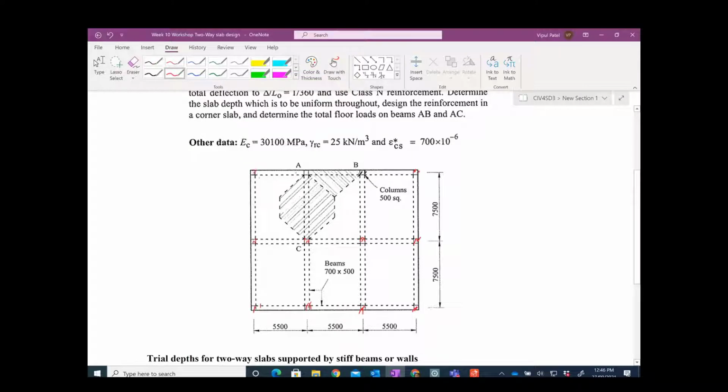So these are the columns at those corners, and these are the beams. They call these panels, or you can say that this is a slab. So that is the slab that you can see.